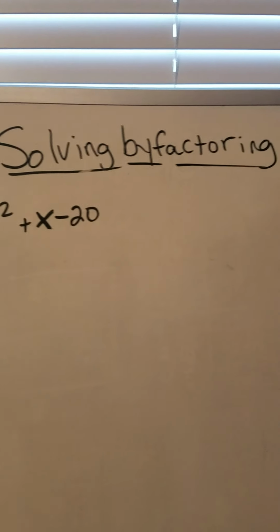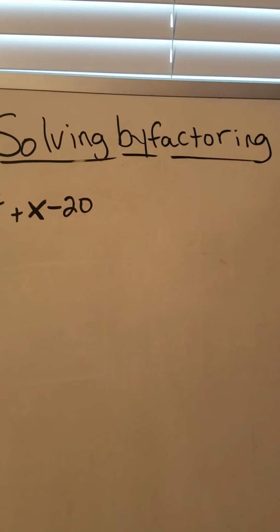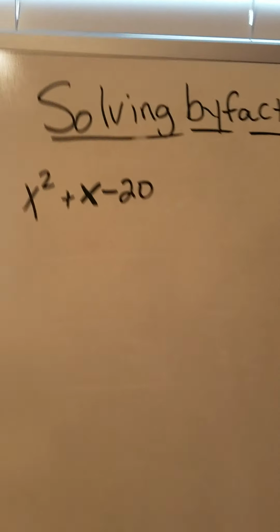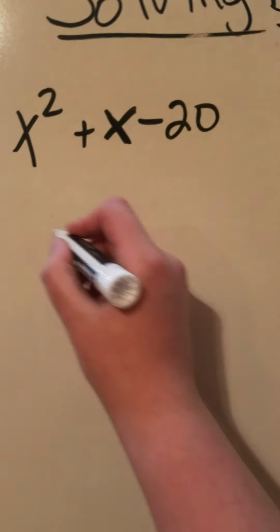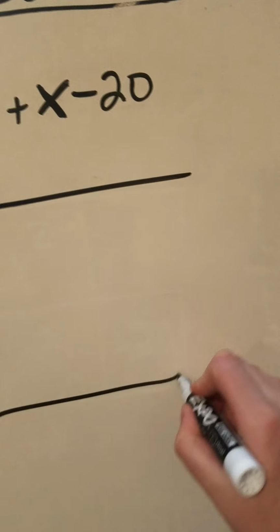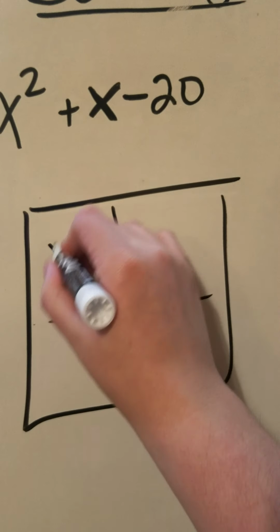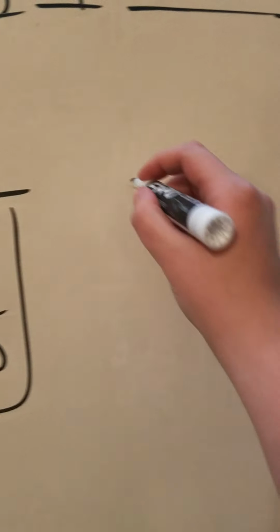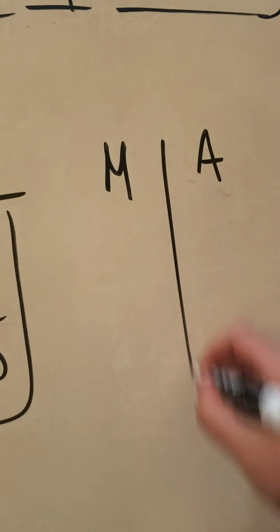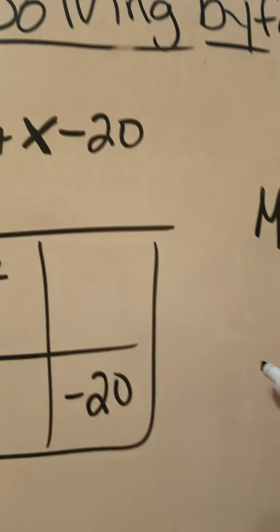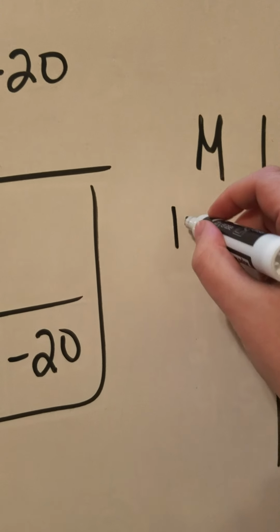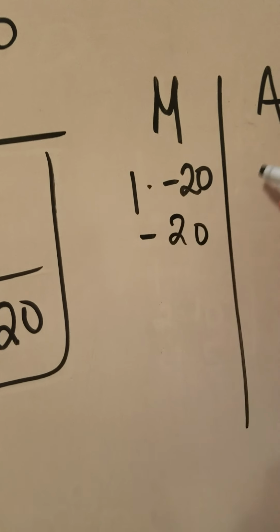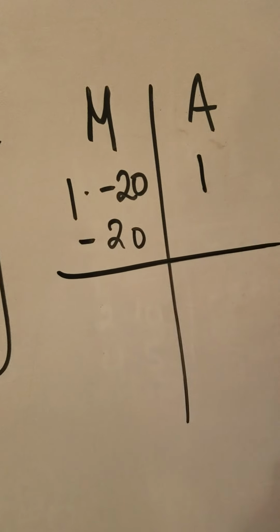Guys, so this video is about solving by factoring. The first thing we're going to do is factor the trinomial we're given, just like what we've been doing. So I'm going to make my box, put x squared minus 20 and plus x. On my MA chart, I'm doing 1 times negative 20, which gives me negative 20, and then I'm going to put a 1 on the A side.